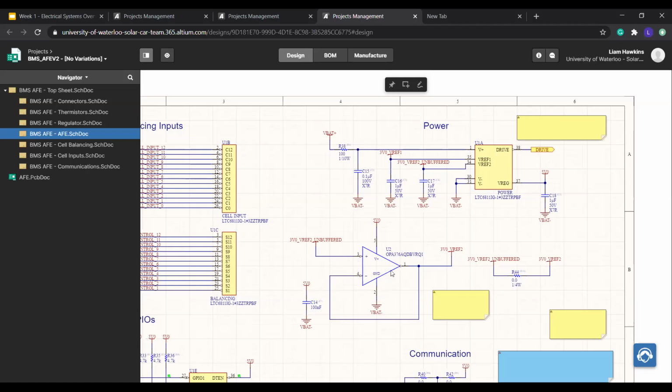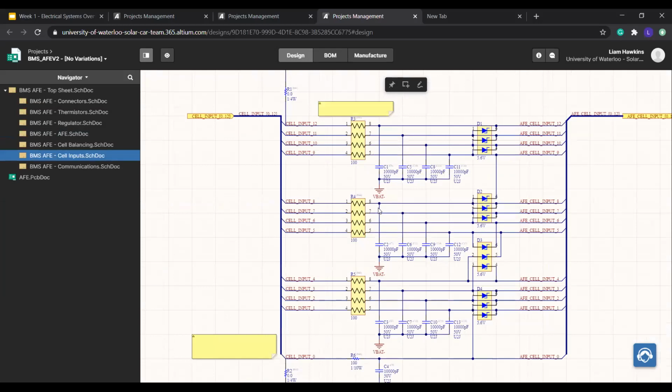The references need to be buffered because you can't draw a lot of current from the LTC6811. So if you buffer it, you can draw current from the 5-volt rail through the op amp instead of from the 6811.